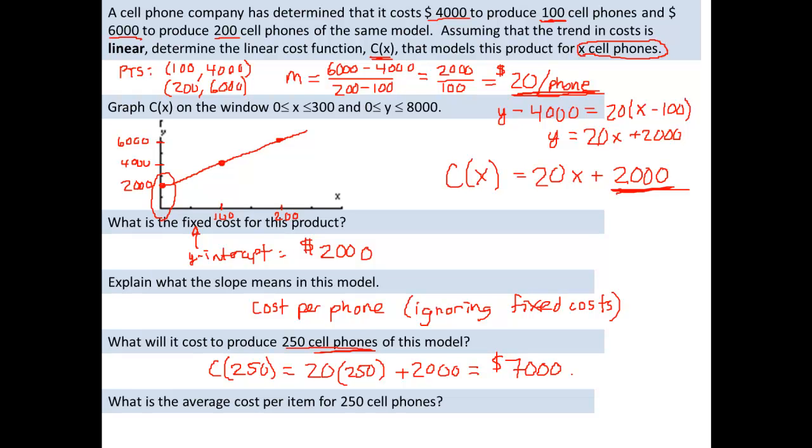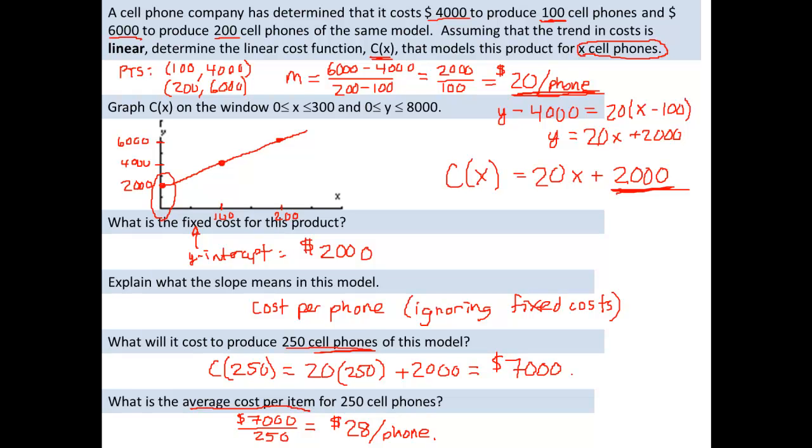What's the average cost per item? The total cost was $7,000, and at a cost of $7,000, I produced 250 cell phones. So when we divide, I get $28 per phone. You say, I thought the cost per phone was $20. Well, that doesn't take into account the fixed cost. So here we're including the overhead of $2,000 and spreading that out per item. And so in this case, the cost per item to produce 250 cell phones comes out to $28 per phone.